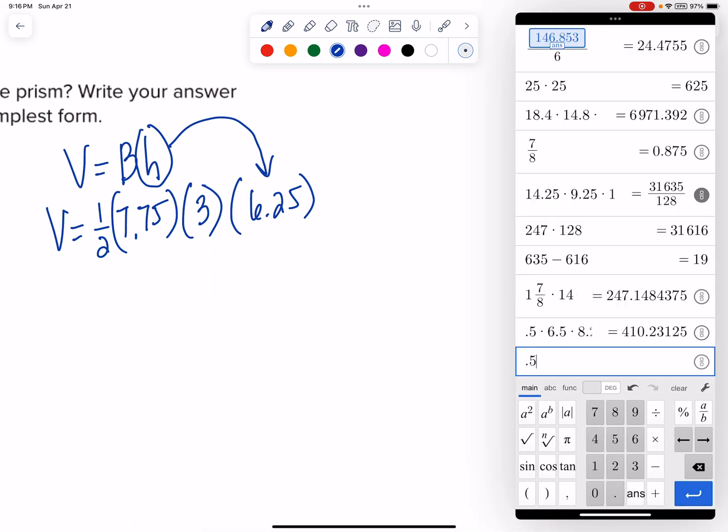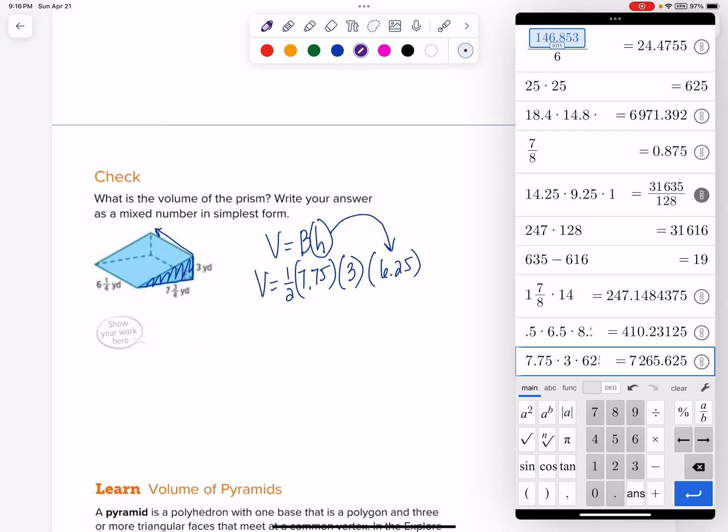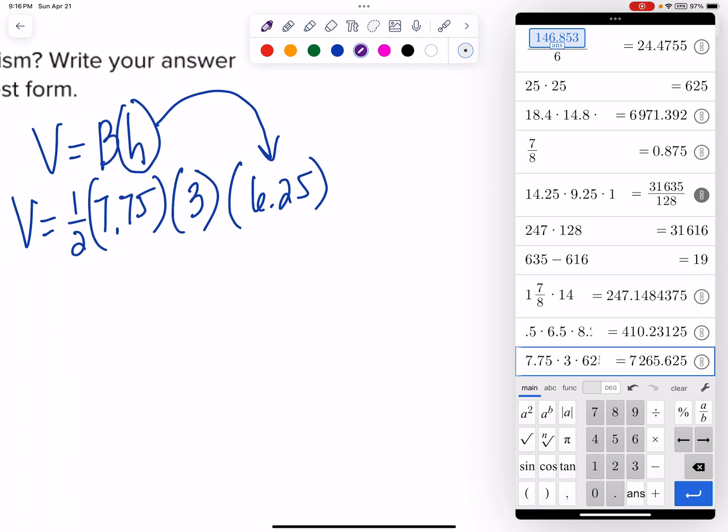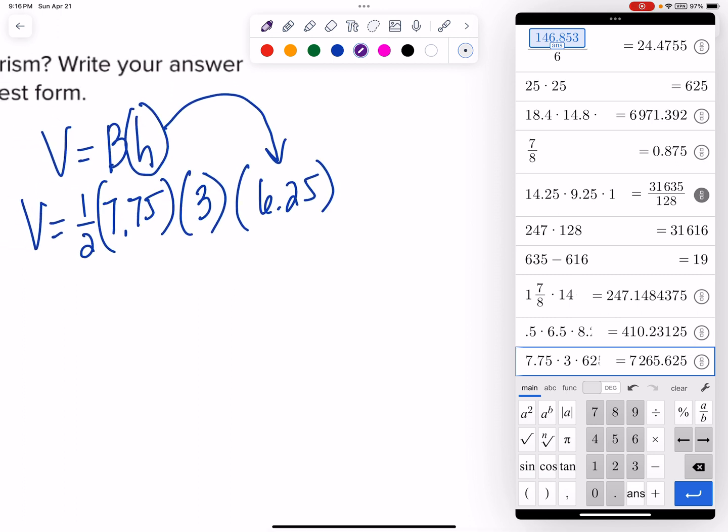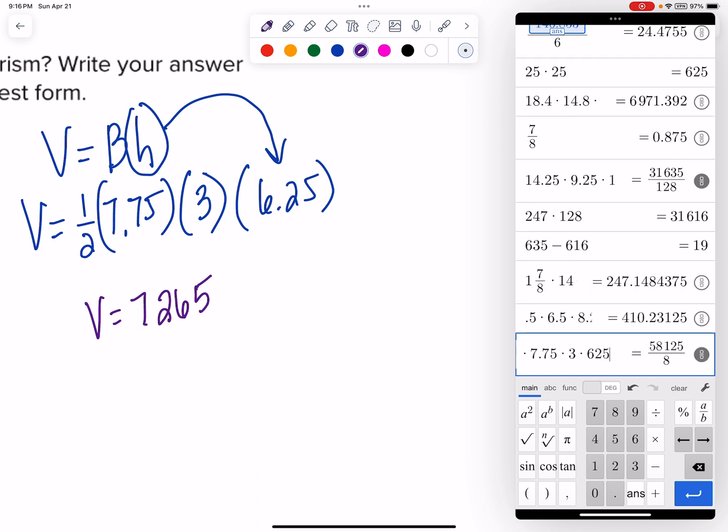Okay, I'm going to do 0.5 times 7.75 times 3 times 6.25, and there we go with our answer. Okay, oh, bummer, as a mixed number, darn. Okay, well, here we go. Volume equals 7.265. That's our whole number, and then we're going to have leftovers. So let's hit the fraction button, and it shows it's going to be out of 8. Okay, and then we just have to multiply 8 times this to figure out then what the leftover is.